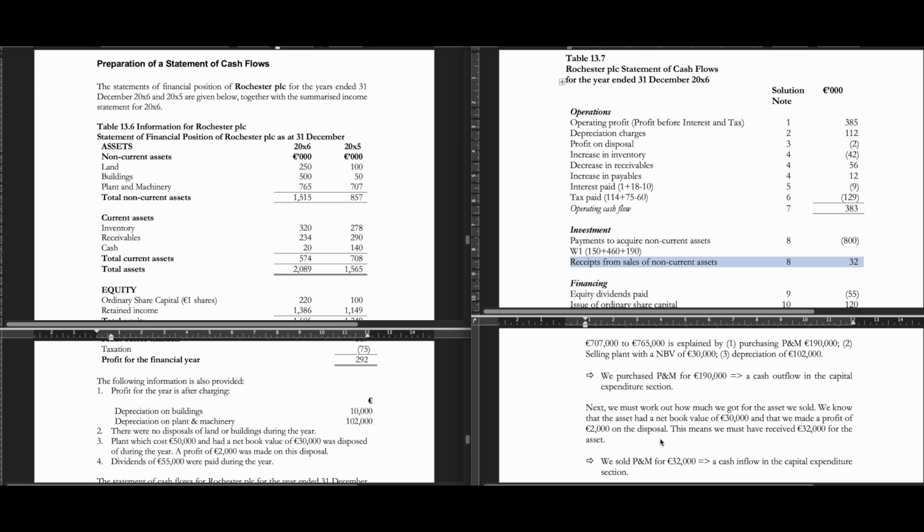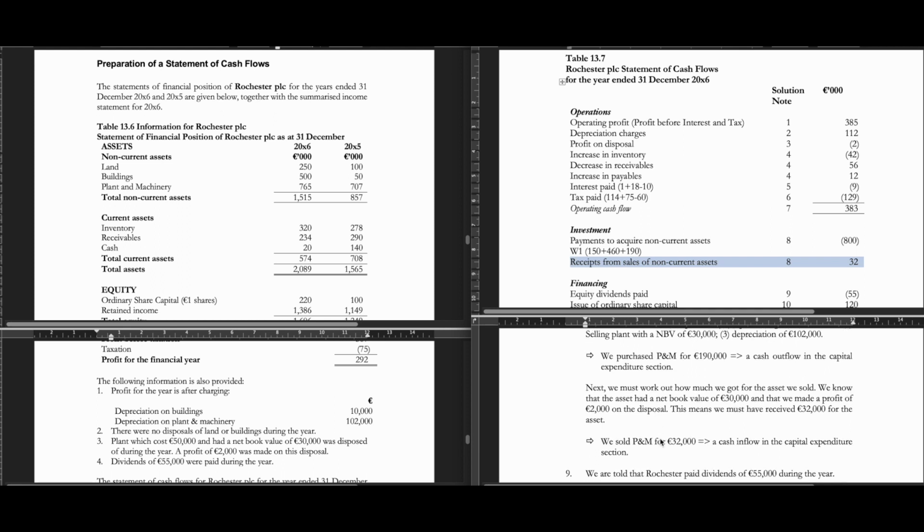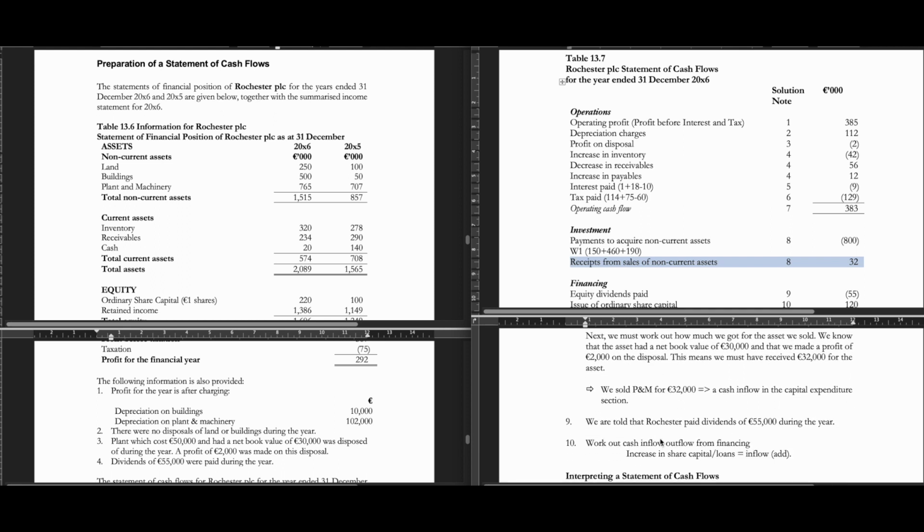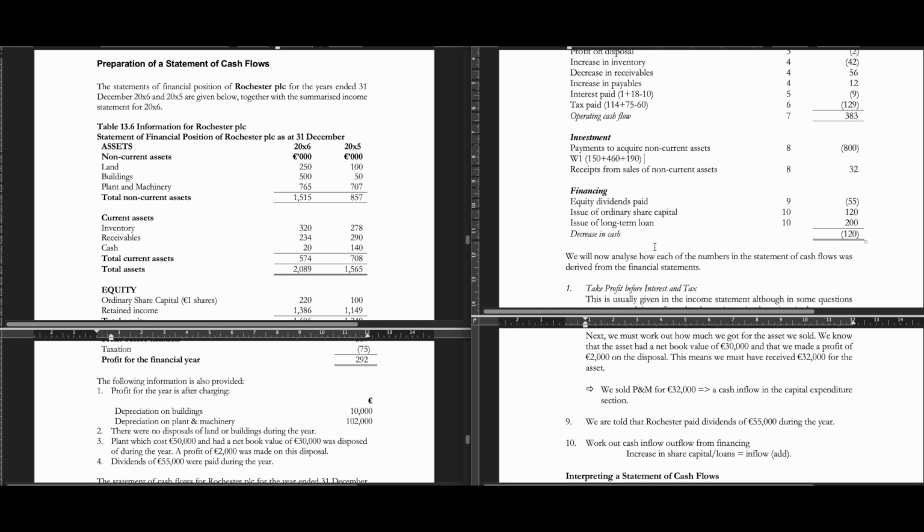If you're having difficulty with these profits and losses, go back and look at the video about the disposals of non-current assets, or read the chapter about the disposals of non-current assets. That was in the assets chapter. Okay, so that's the investment section done. Now we've just got to do the financing section.